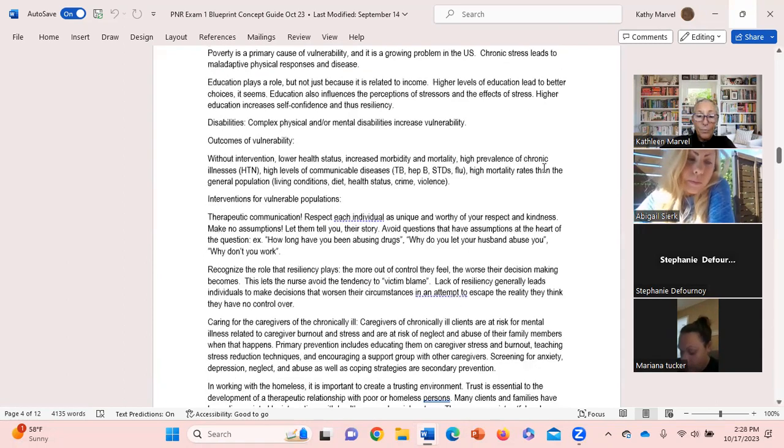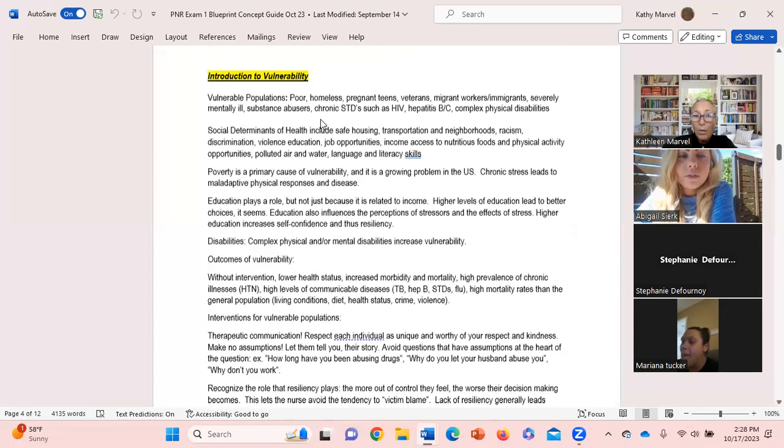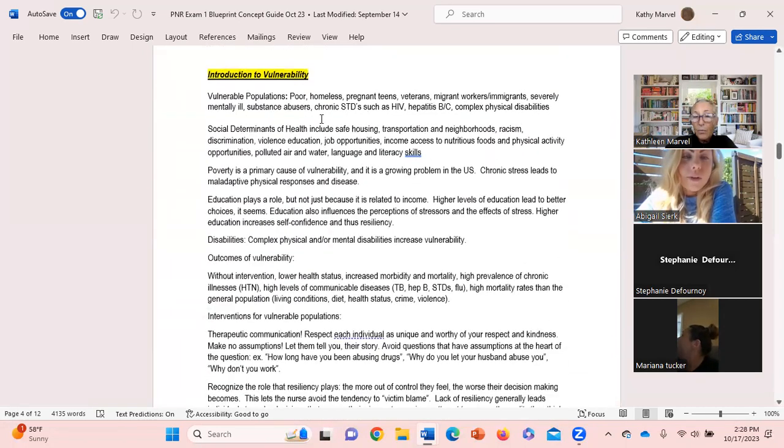Okay. Here's therapeutic communication. What's therapeutic communication all about? Respecting each individual as unique and worthy of your respect and kindness. Make no assumptions. So this is all about establishing trust and good communication skills with our vulnerable. Remember the section we're in, vulnerable people, right?